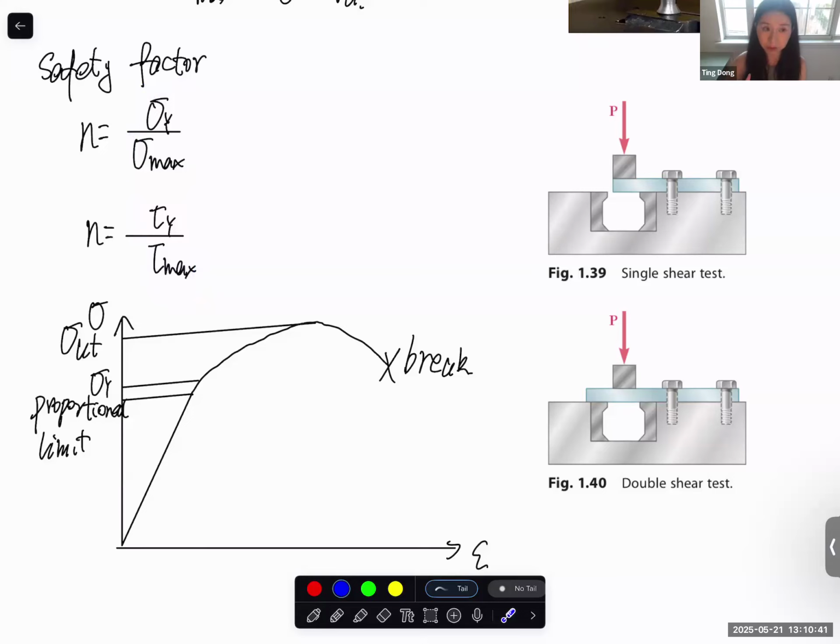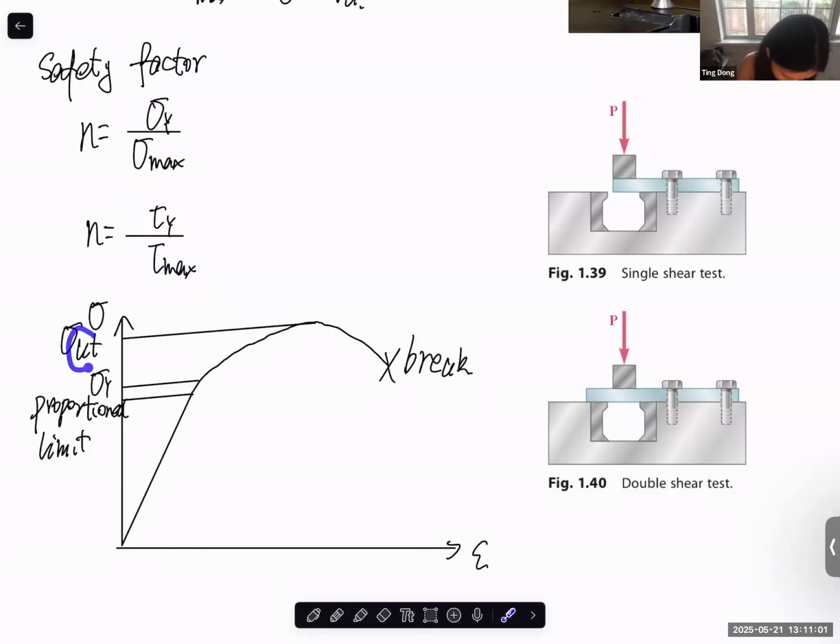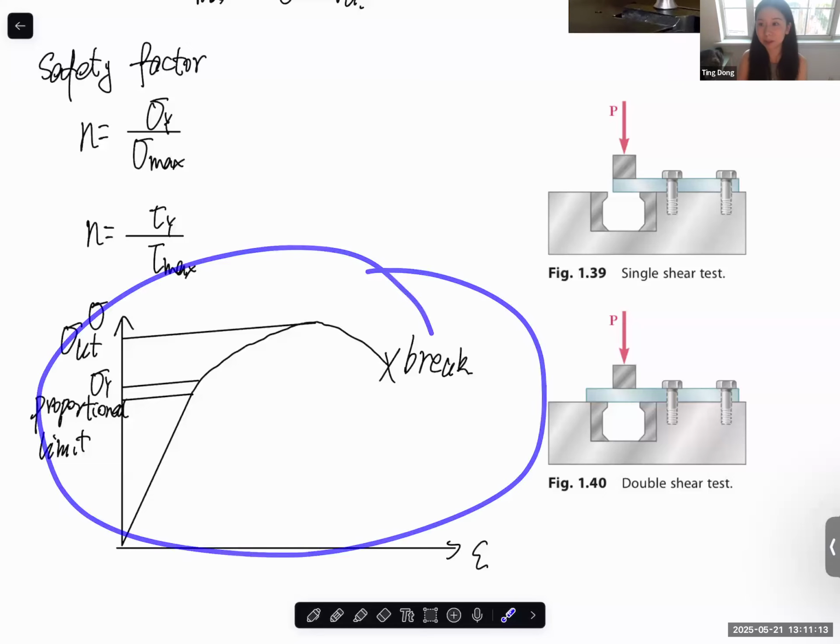So this is the safety factor definition. It should be in terms of stress. It should not be in terms of force because stress and force are not always in a linear relation. Let's check the stress-strain curve for the safety factor. Ultimate strength, sorry, I should write this clearly. This is the ultimate strength, UT. This is the yield strength. This is the proportional limit. Proportional limit, yield strength, ultimate strength, break. This one is not important.